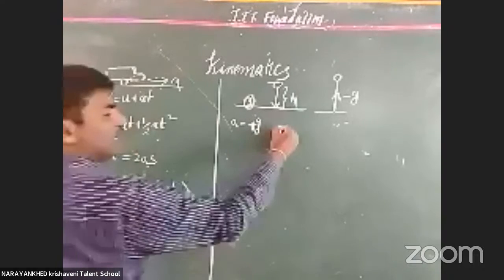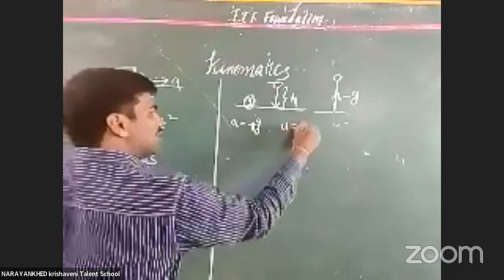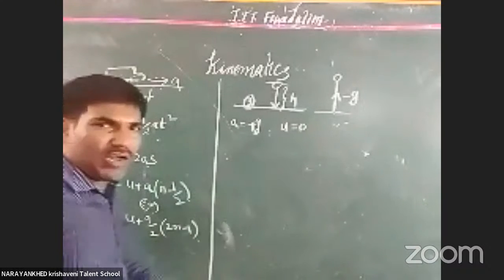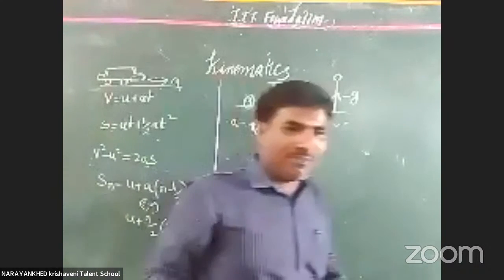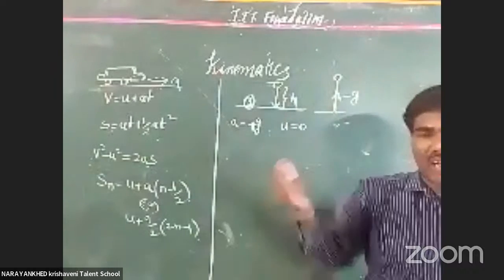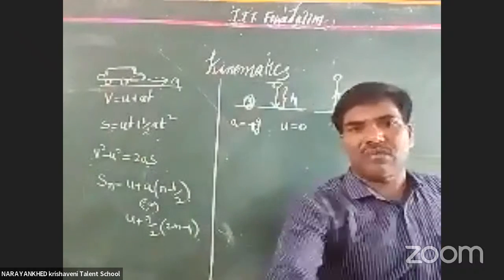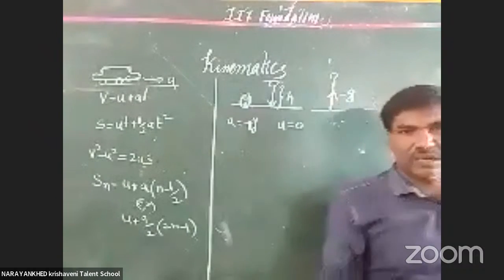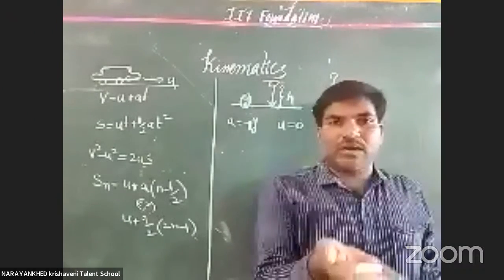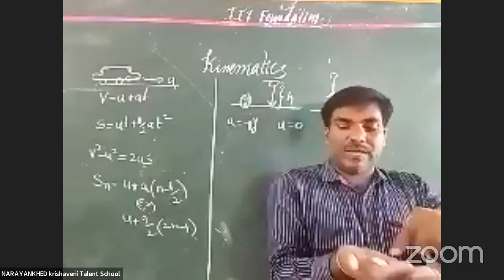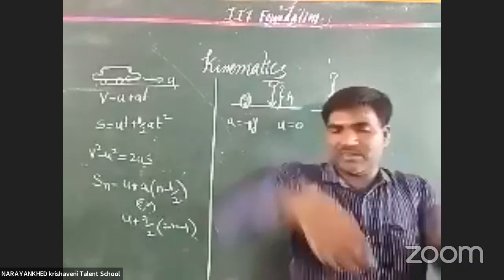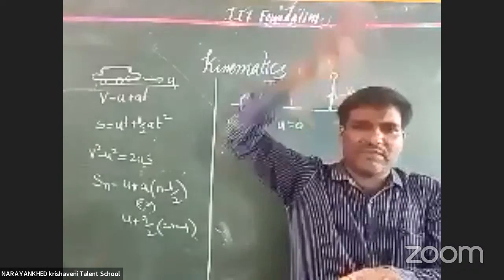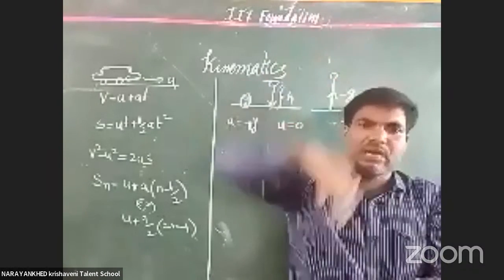And here u is taken as 0. Why? Because we have not given any velocity to it now. Suppose I throw this body up, then I give it some velocity. But I have not given any velocity to this chalk piece now. It will only fall down.